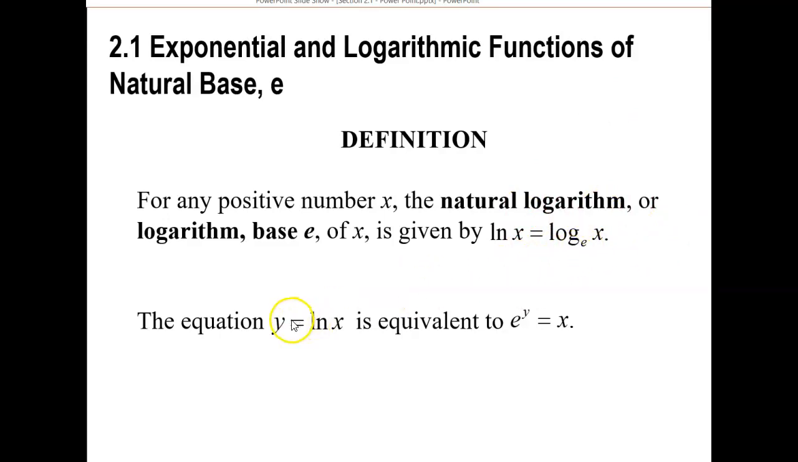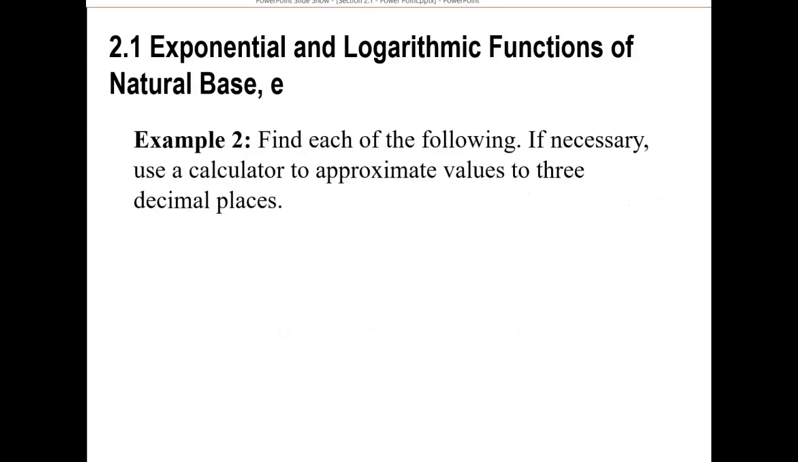Using our log properties, y equals natural log of x is equivalent to, if the base is e, e to the power of y is equal to x. That's the equivalent exponential form. All right, so example 2, find each of the following. If necessary, use a calculator to approximate. So you're possibly using your calculator here. You don't necessarily need it, but you could use it.